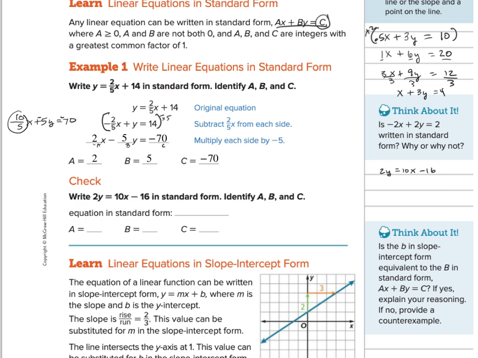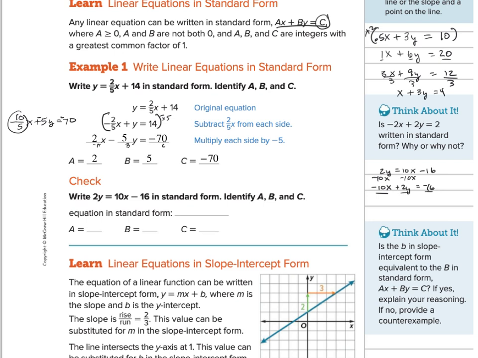I'm going to go ahead and subtract 10x from both sides. I have negative 10x plus 2y is equal to negative 16. Remember your a value, the number in front of the x, has to be positive, and they also have a common factor. They're all divisible by 2.